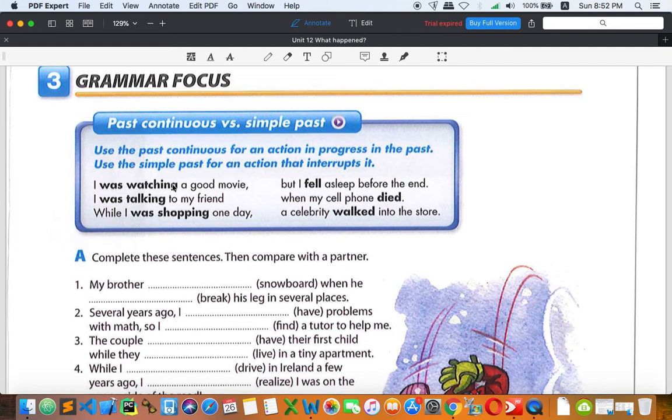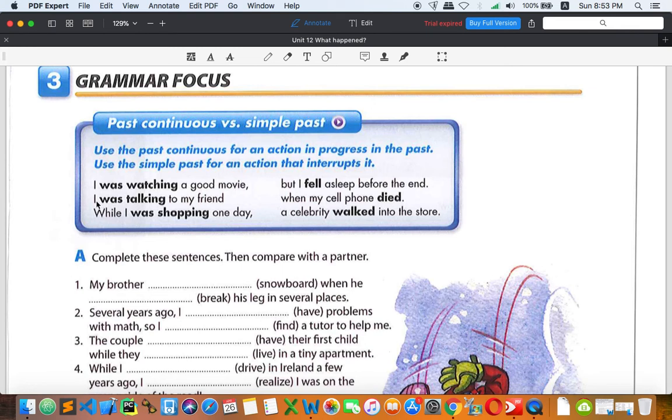I was watching a good movie. At that time, I don't know when exactly, but it's in the past. Usually we know exactly about a certain time here. So you were watching over a period of time in the past. For sure maybe last night at 9 you were watching that, but you fell asleep before the end. Maybe you were so tired, and then you didn't finish the whole movie. So this action, fell asleep, past simple, interrupts past continuous right here.